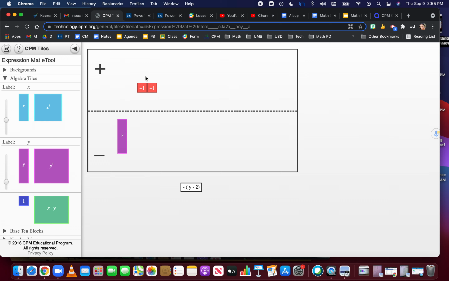Now if I want the opposite of that, which is what this sign is showing us, I could just move it down here. This is the opposite of y and negative 2. So this is one possibility.